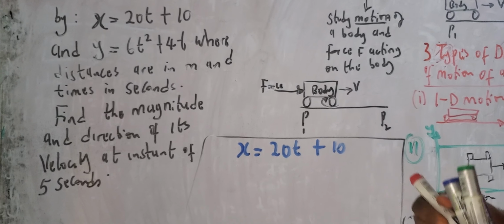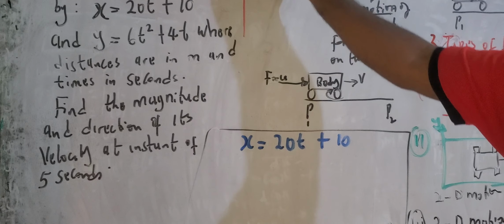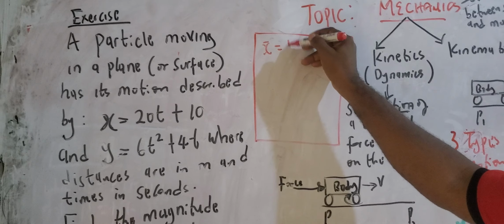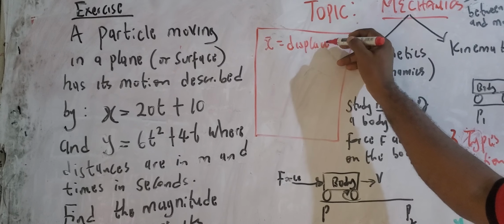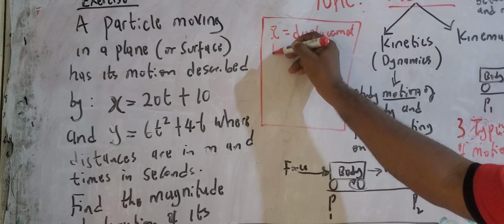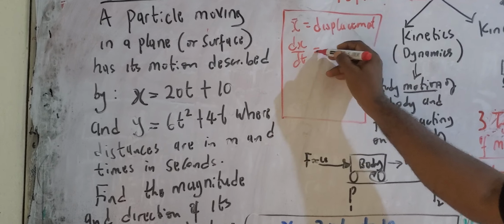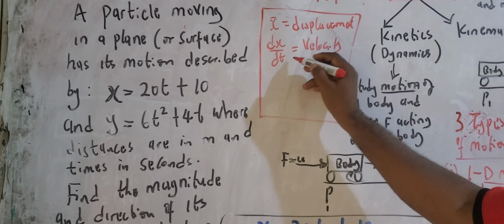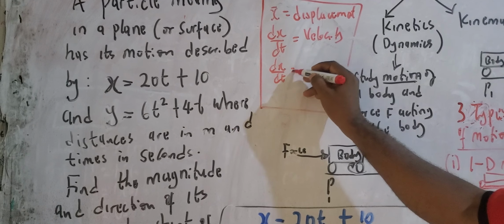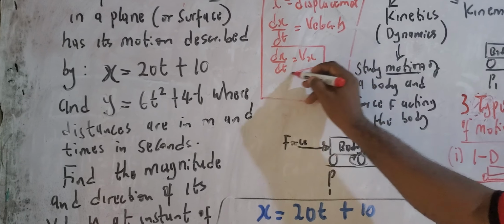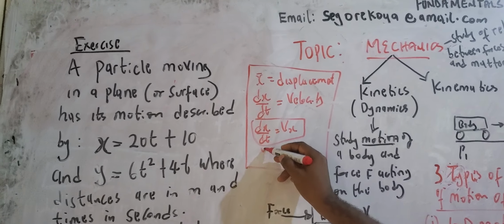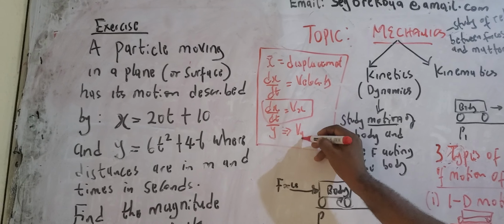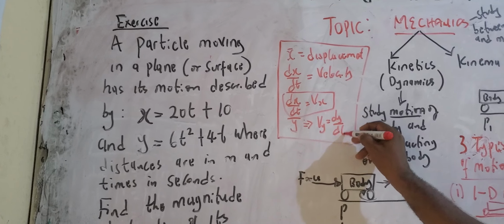So you must understand something concerning instantaneous velocity. When we have displacement, then change in displacement with respect to change in time is called the velocity. So if this displacement takes place along the x-axis, then we say dx dt is equal to vx. That is the velocity along the x-axis. If it is displacement along the y-axis, then velocity along the y-axis will be dy dt. Please take note of that.